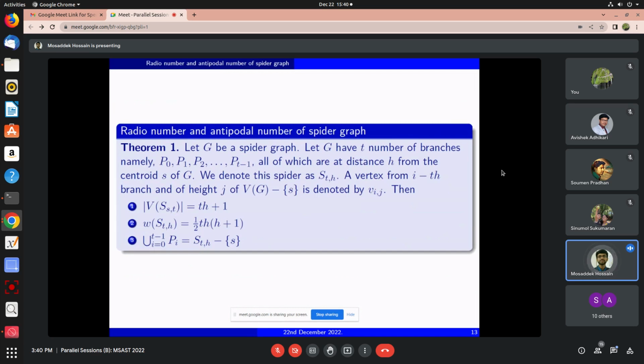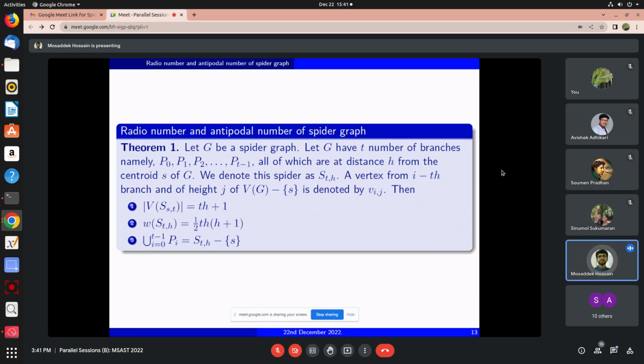Now theorem 1. Let G be a spider graph. Let G have T number of branches, namely P0, P1, P2 up to Pt minus 1, all of which are at a distance h from the centroid S of G. We denote this spider as STH. A vertex from the ith branch and of height j of V(G) minus singleton S is denoted by Vij. Then the following results hold.